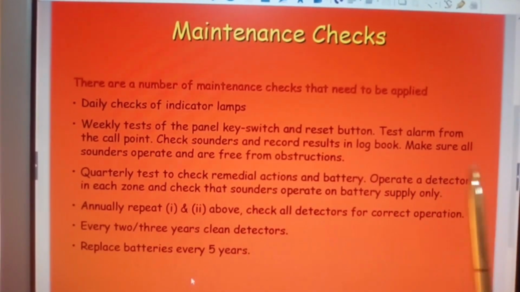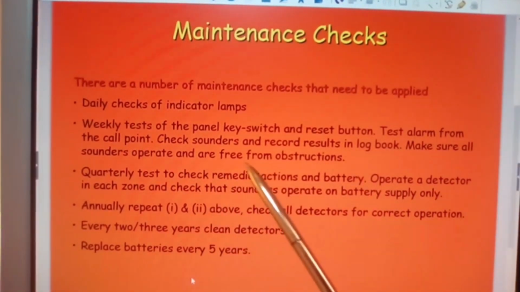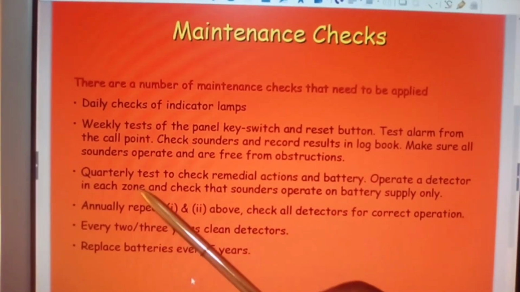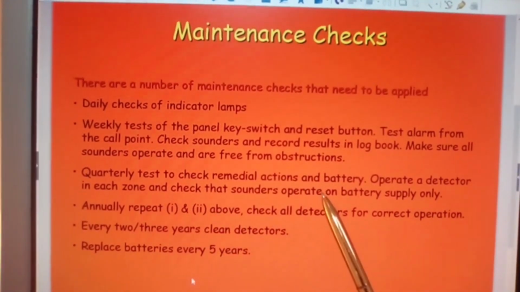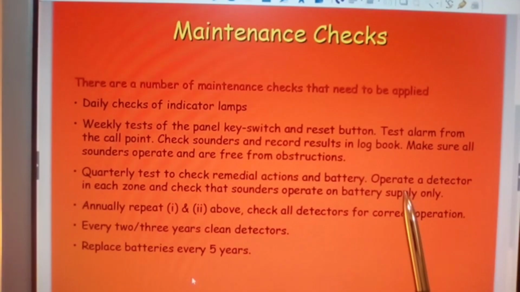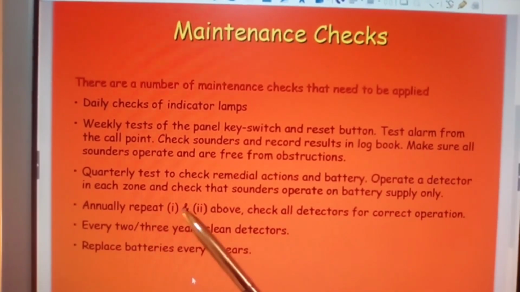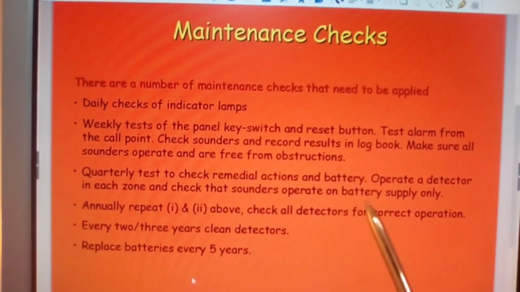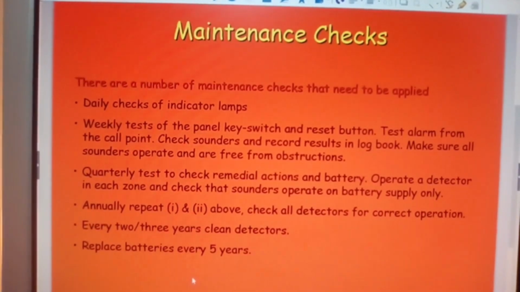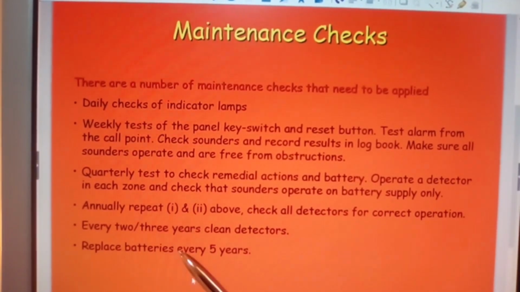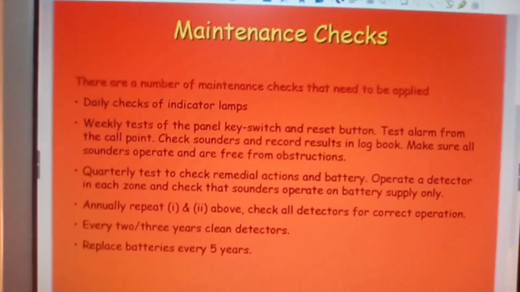make sure all sounders operate and are free from obstructions, quarterly test to check remedial actions and battery, operate a detector in each zone and check that sounders operate on a battery supply only. Annually repeat 1 and 2 above, check all detectors for correct operation. Every 2 to 3 years clean detectors. Replace batteries every 5 years.